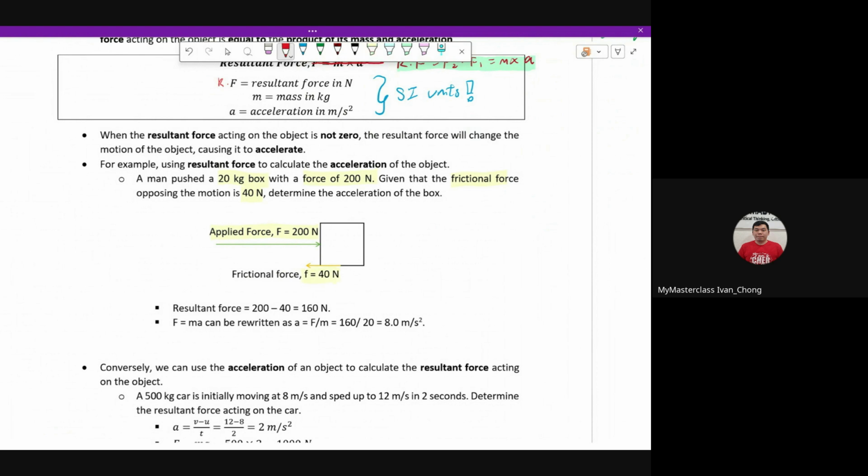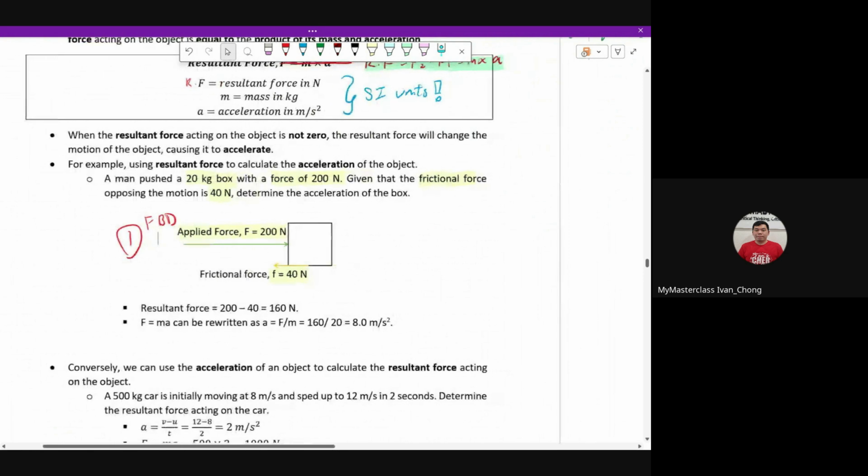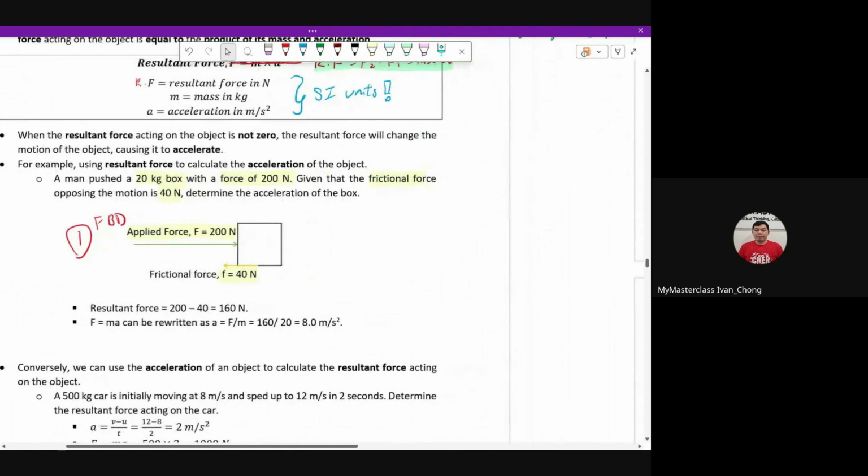First thing, they very kindly gave us the picture. If they don't give you the picture, step one is to draw your free body diagram. I want you to take note of the length of the arrows. Because the values are different, big F is longer because it's 200 compared to small f, which is just 40. It doesn't need to be to scale, but you need to show that they are different lengths. Step number 2, instead of jumping straight to the question, I want you to write this: big F minus small f equals m times a.